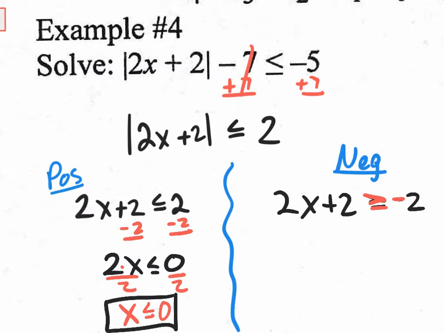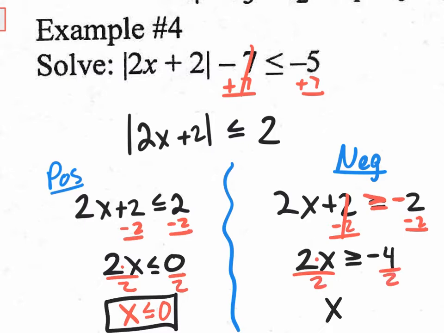Now in the negative situation, we're going to subtract 2, rewrite what we have. 2x is greater than or equal to negative 4, which means my final step to get rid of the multiplication of 2 in front of x would be to do the opposite, divide by 2, and you'd get x is greater than or equal to negative 2. We did not flip the inequality symbol because we divided by positive 2. We didn't divide by a negative on our last step.